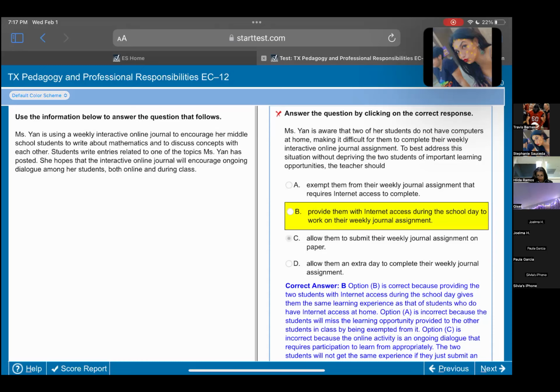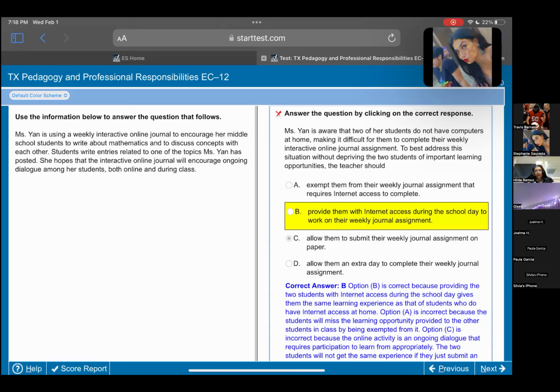So let's take a look at the question. Miss Yan is aware that 2 of her students do not have computers at home. This will be a thing that you have often. So students come from different homes with different resources. And so you have to keep that in mind. That's not to say you can't plan any fancy things. You just have to make sure that you have considered not everyone will have access to what's needed and that you have to provide alternative avenues for them to gain access and still be able to complete the activity unimpeded, without much difficulty. So 2 students do not have computers at home, making it difficult for them to complete their weekly interactive online journal assignment.